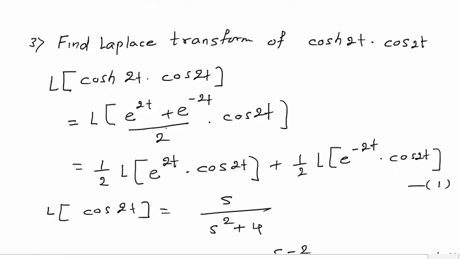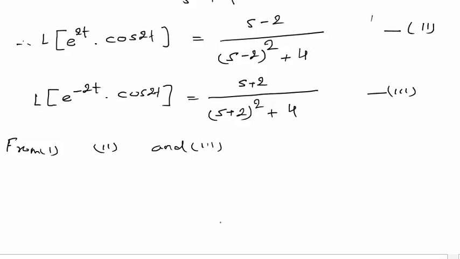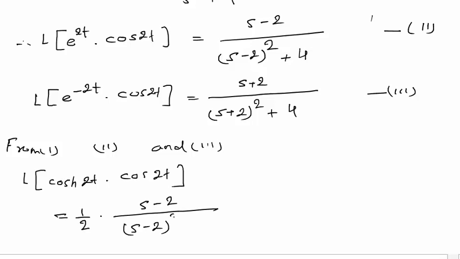Now Laplace of cos hyperbolic 2t into cos 2t is half of Laplace of e power 2t into cos 2t plus half of Laplace of e power minus 2t into cos 2t. So I have to consider this as equation 1. This is our first equation, and from 1, 2 and 3 we can say that Laplace of cos hyperbolic 2t into cos 2t is equal to 1 upon 2 into (s minus 2) upon (s minus 2) the whole square plus 4, plus 1 upon 2 (s plus 2) upon (s plus 2) the whole square plus 4.